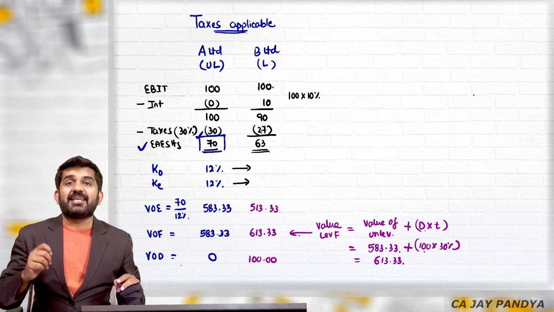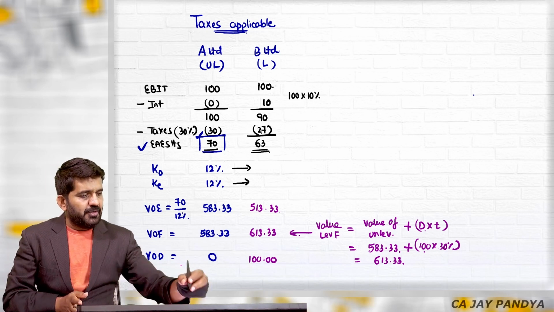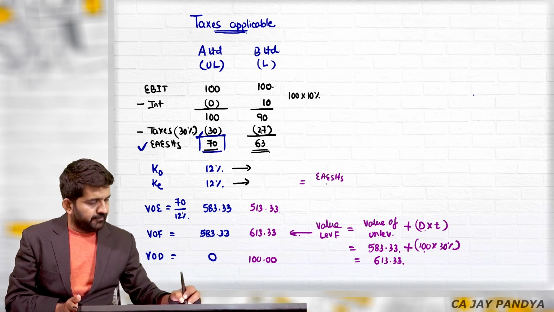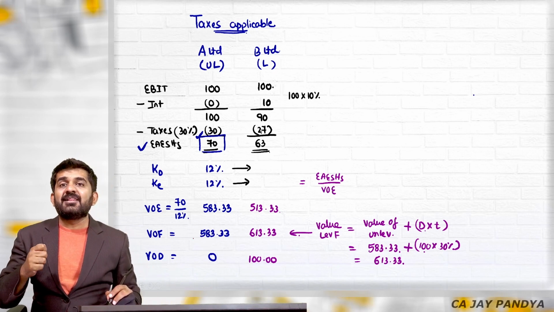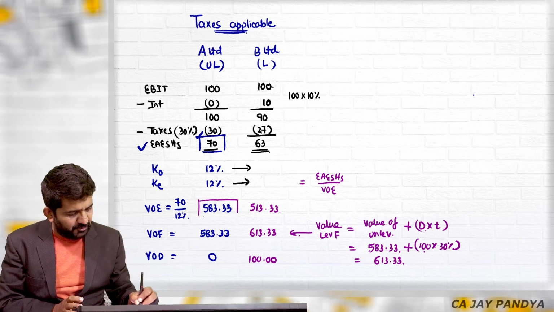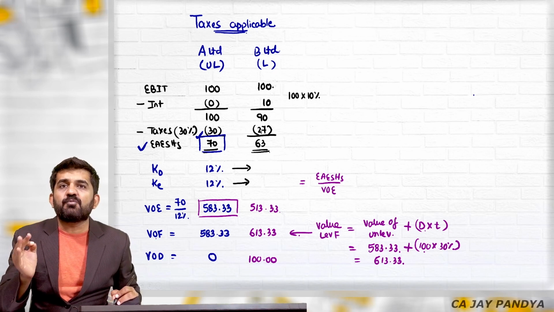What will be KE? It is interesting to understand. Try to concentrate. The value of KE is found out by earnings available to equity shareholders divided by value of equity. Sir, can this formula be used? The answer is yes. We have used this formula and found this. So even if taxes are applicable, this formula can be used.